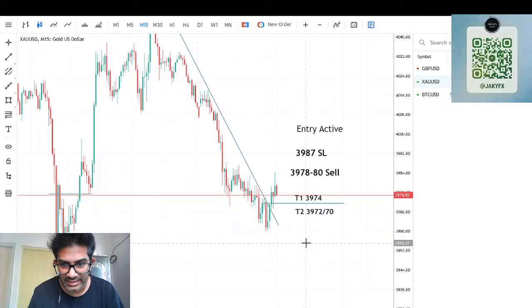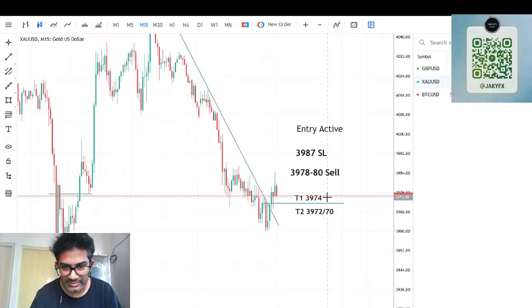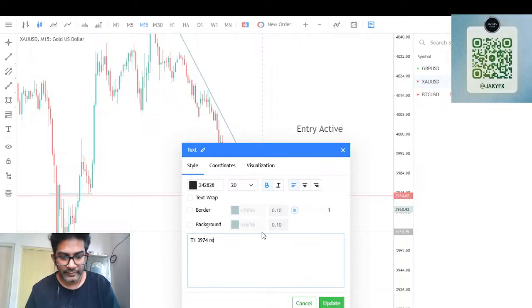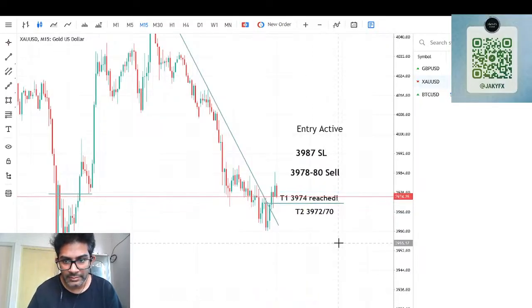Yes, 3974.9 में चल रहा है. Safe traders, book your targets, and those who are risk traders, book your partial profits. For the second target, you can put it at 3972 or 3970. We've reached the first target, guys. Book your targets. Yes, we've reached the first target.